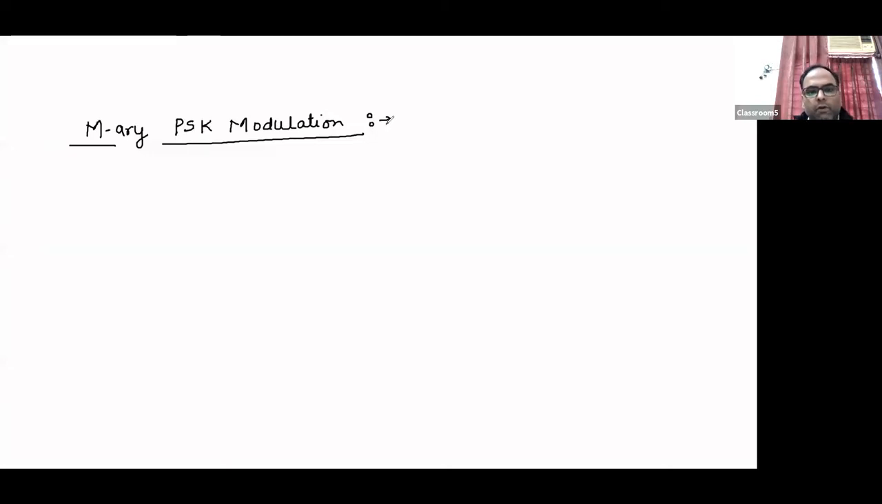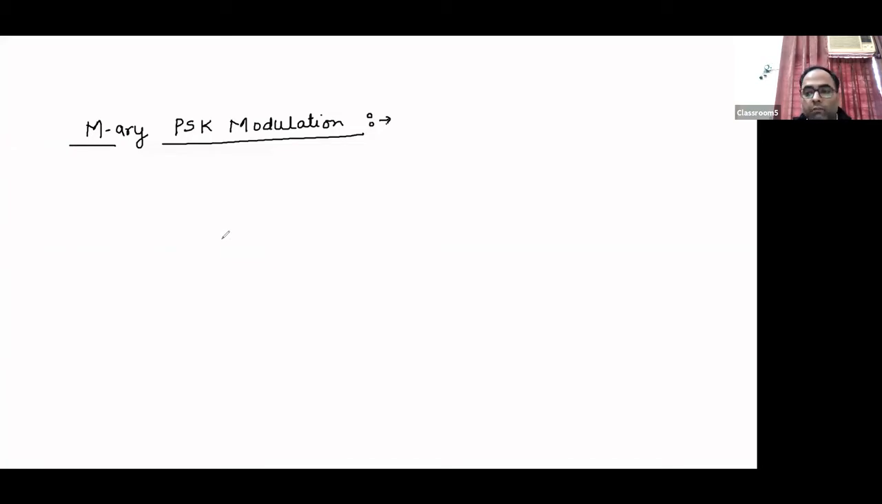So for M-ary PSK modulation, we have already seen the binary phase shift keying modulation scheme. In binary phase shift keying, we have basically two phases. The first signal we transmitted was of zero phase, and the second signal was having a phase of 180 degrees, right? So in the binary case, when you have just 2 bits to represent your symbols, you can use phase 0 and phase 180 degrees.